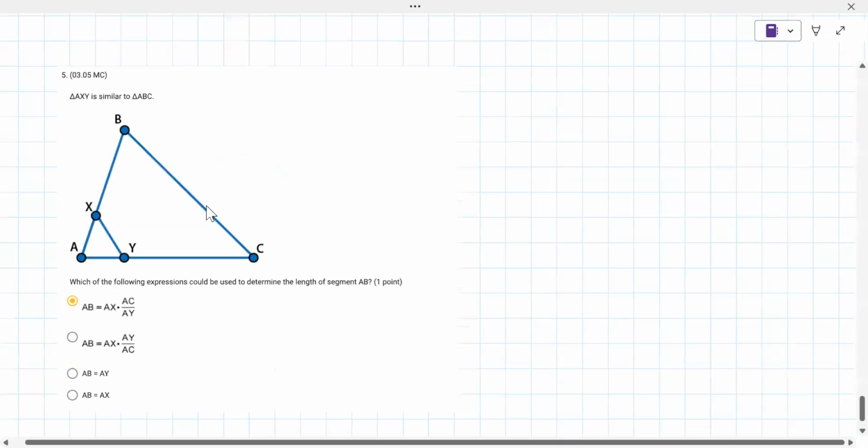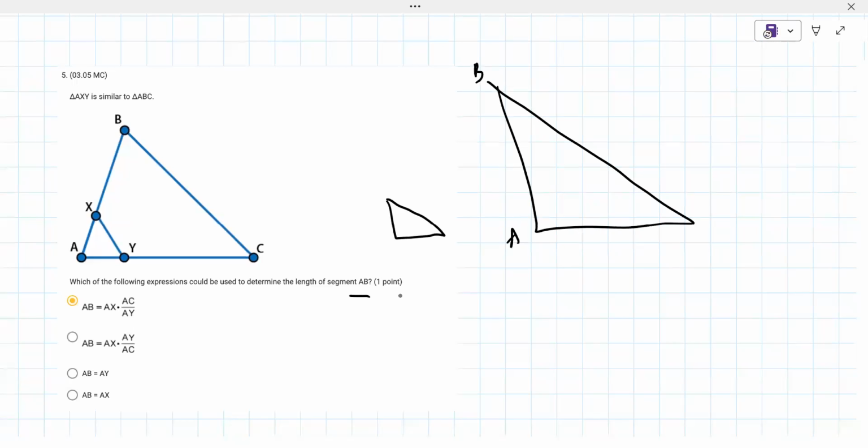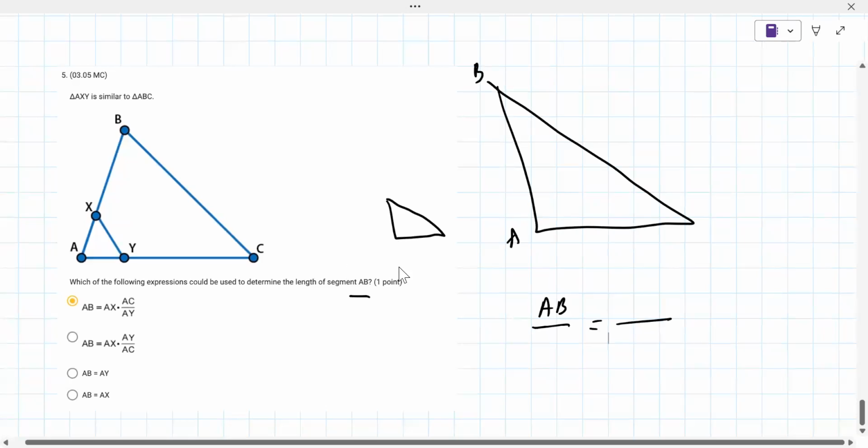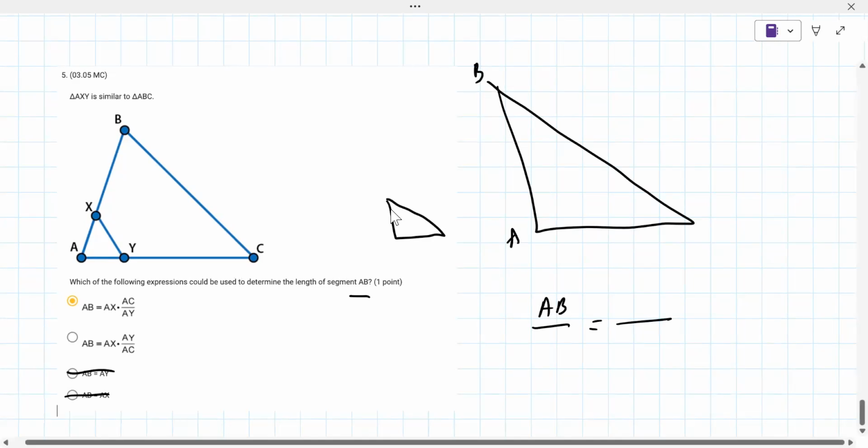All right, so we're trying to determine the length of segment AB. So where is AB? It's this other triangle here. So AB is going to have a relationship to other stuff. Well, again, two of these are just gone. That's not enough here. You're going to use the relationship between two triangles, like AB goes along with AX.